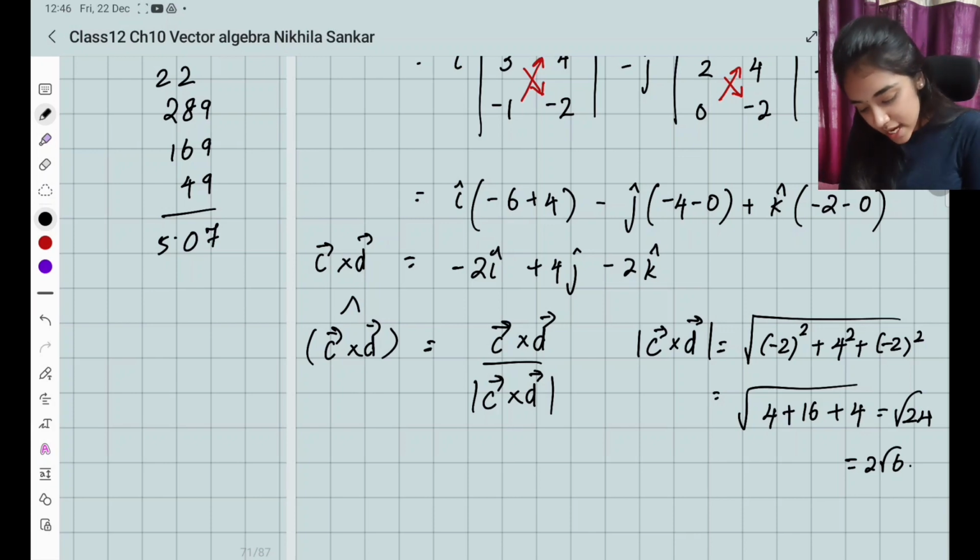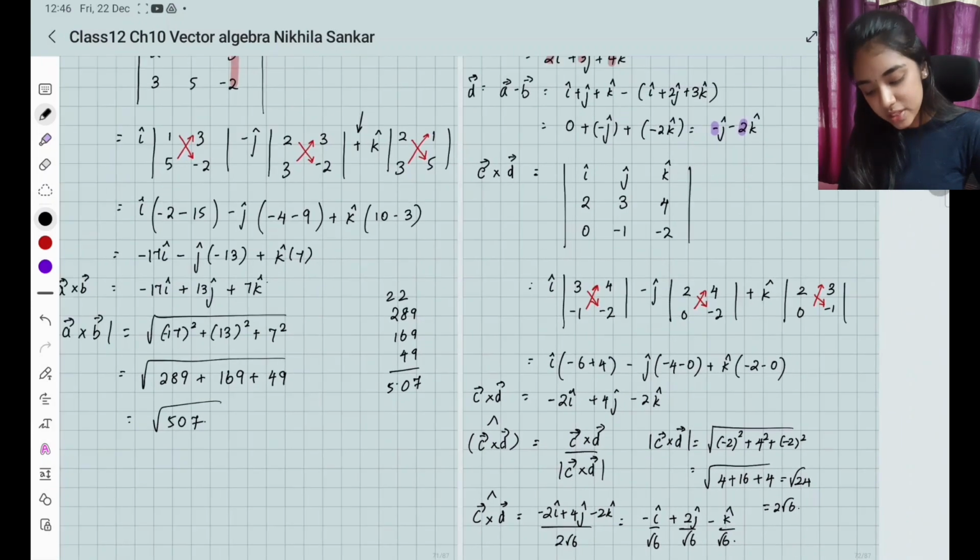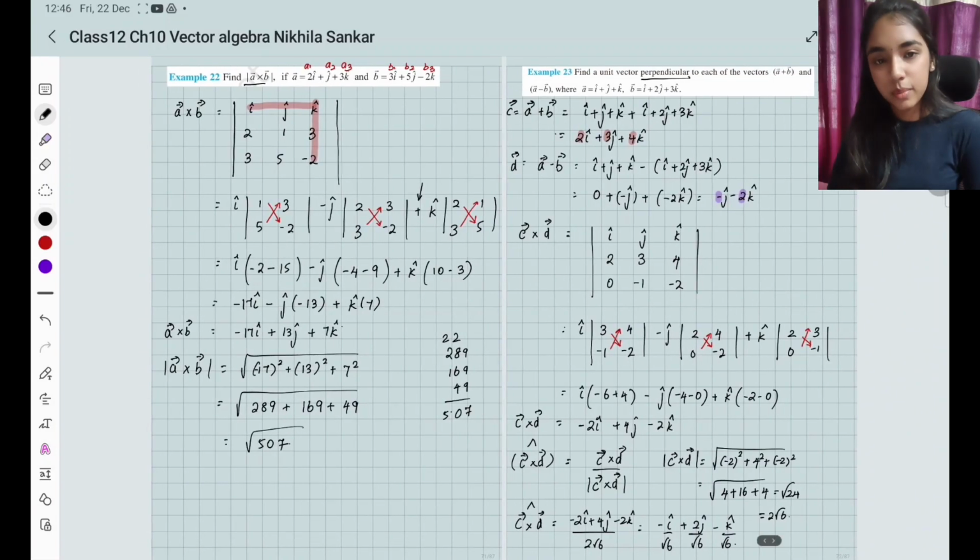So 2 root 6. Now I have C cross D the whole cap equals minus 2 I cap plus 4 j cap minus 2k cap divided by 2 root 6. இதை split பண்ணி எழுதுனா 2 and 2 gets cancelled. Common எடுக்கலாமா? So this becomes minus I cap divided by root 6 plus 2 j cap divided by root 6 minus k cap divided by root 6. So this is going to be the unit vector that we are talking about. Okay, please copy.